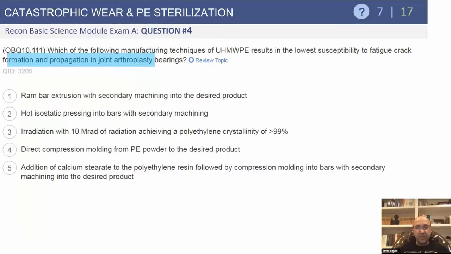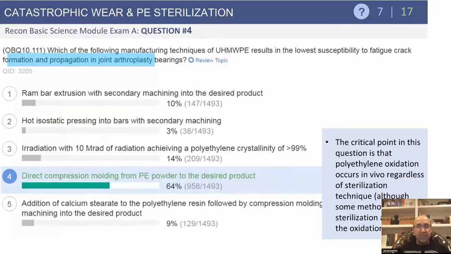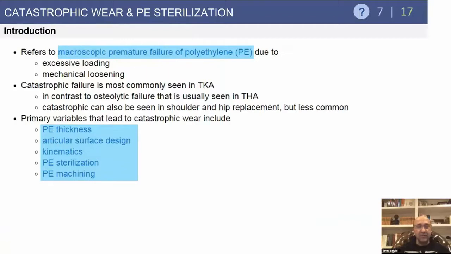Another question on highly crosslinked polyethylene, low susceptibility to fatigue fracture and its provocation in joint arthroplasty. Which of the following will result in the lowest susceptibility to fatigue crack? As you know, unfortunately, fatigue crack can happen with the highly crosslinked polyethylene, and the mechanism by which highly crosslinked polyethylene is produced does influence the mechanical strength of the polyethylene. And direct compression molding of polyethylene appears to reduce the mechanical strength the lowest.